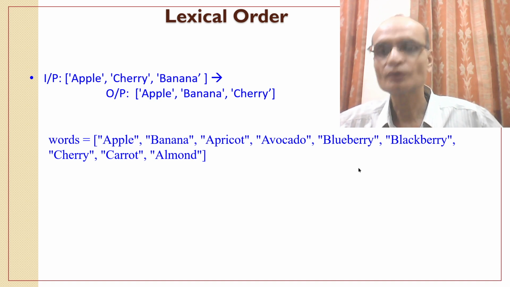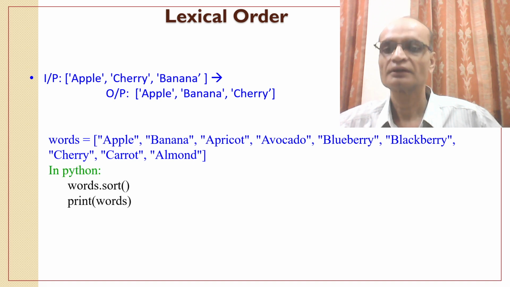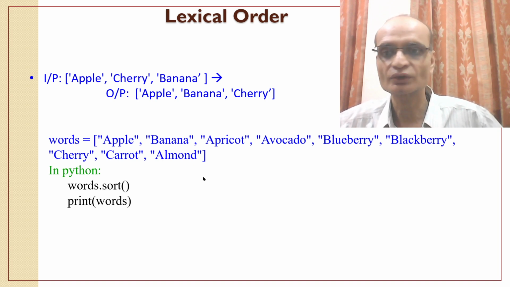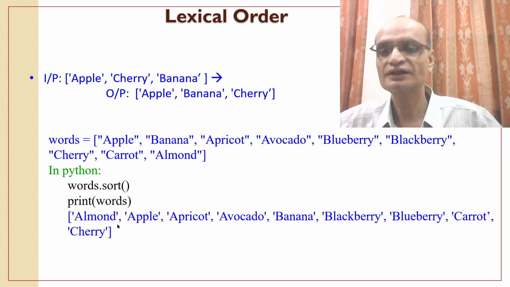If I want to do this in a language like Python, I can just take words and apply sorting to it. If I just sort it and then print it, you will get the way it typically is in the dictionary. For example, this is what I was trying to explain: almond, then there will be apple, then there will be apricot.